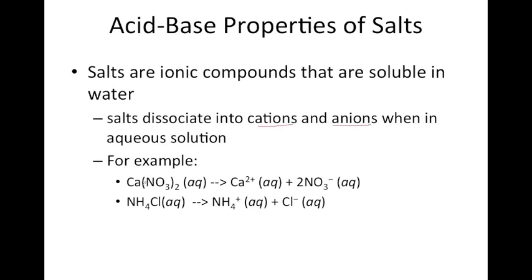A couple of examples would be something like calcium nitrate. Calcium nitrate will dissociate into its ions, the calcium ion and two nitrate anions. Another would be ammonium chloride. Ammonium chloride forms the ammonium cation and the chloride ion when it dissociates.